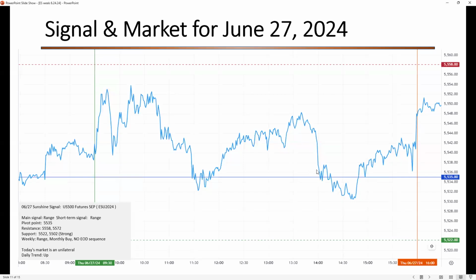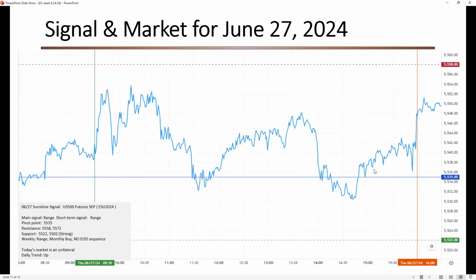And this here, I mean, looked like it's trying to break. So some people might have taken a short when it broke under kind of the low of the day here. But it couldn't really break down any lower than that. So when you saw that the market couldn't really break down, you probably best to exit. Or when you saw it break back over the pivot point here, then you should probably exit, even if it is for a loss.